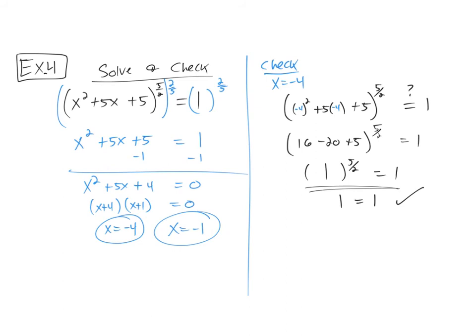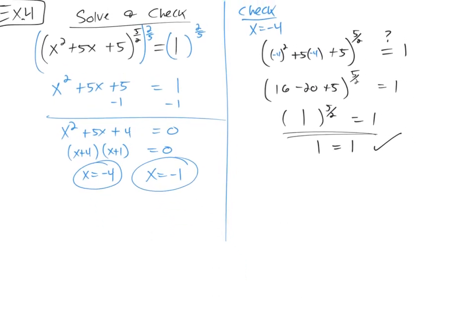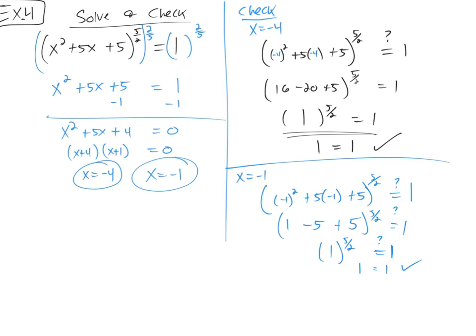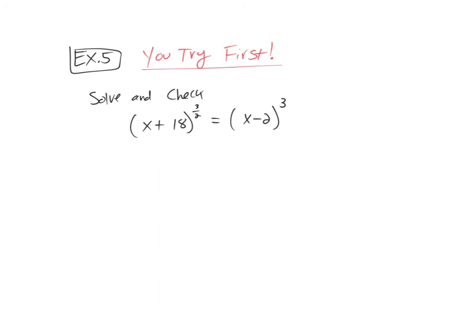I'll pause the video again just to magically appear the second check. I'll move this so that I get a little bit more space. And again, you can see that when I substitute -1 in, that 1 eventually equals 1, and so that's a good sign.